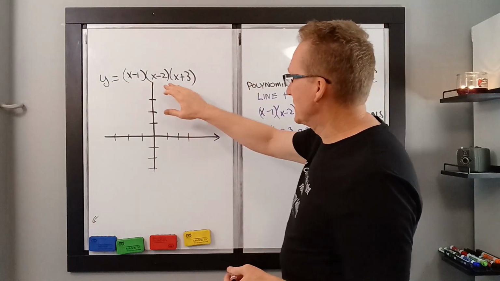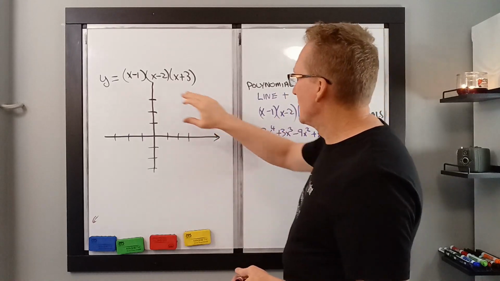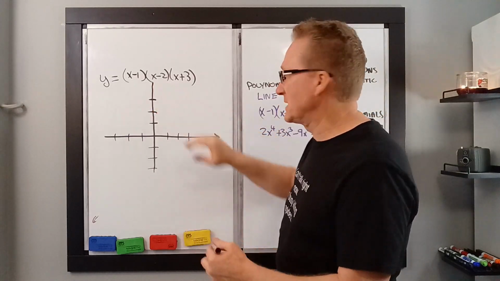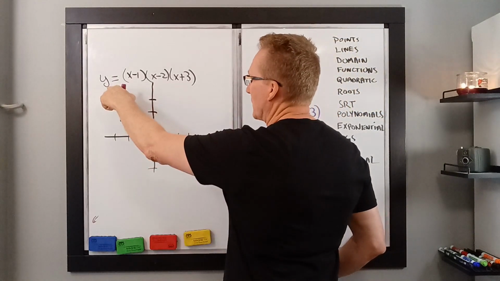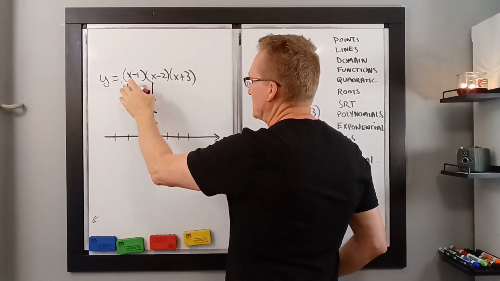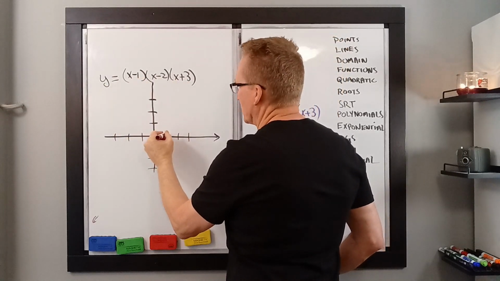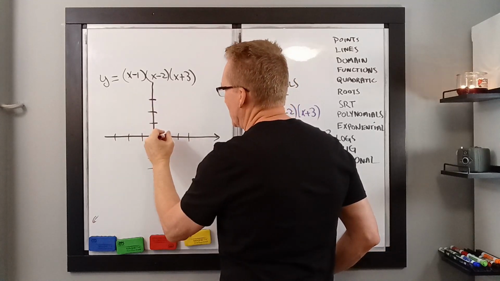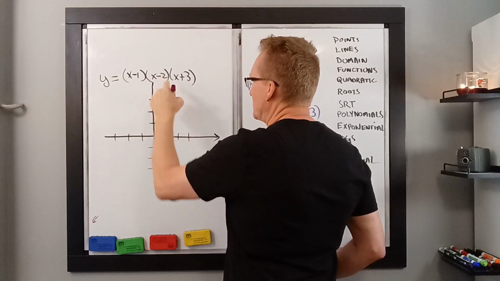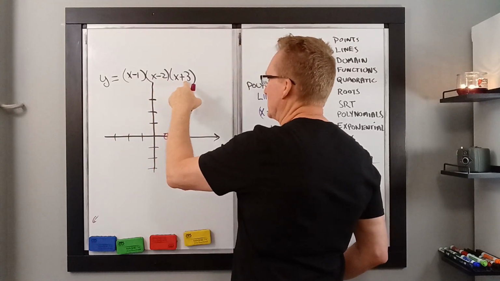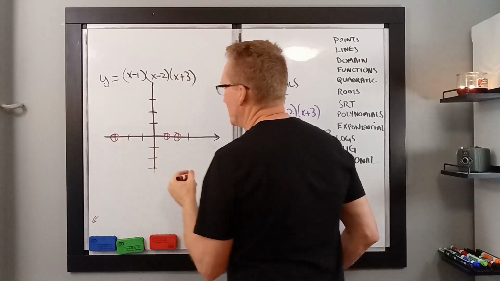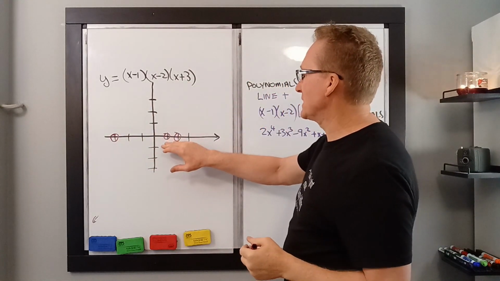If you have something like this, I just wrote this one out here, which is in factored form. It's really nice to have this in factored form. Then you know that when y is equal to 0, one of these terms has to equal 0 if you want to solve it. So if this term is equal to 0, then x is equal to 1. If this term is equal to 0, then x is equal to 2. And if this one, x is equal to minus 3. So you know it has to hit the x-axis at that point.